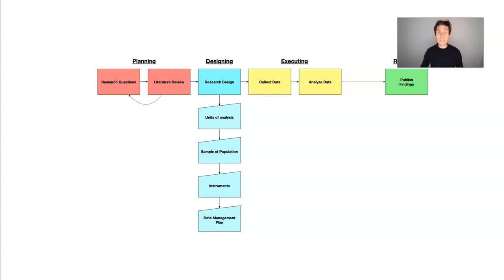All right, so this leads us to the design stage. And the design stage had a number of sub-activities that we were going to be engaged in to get our projects from conceptualization to execution. At the design stage, one of the things that we focused on initially was differentiating between a unit of analysis and a unit of observation.